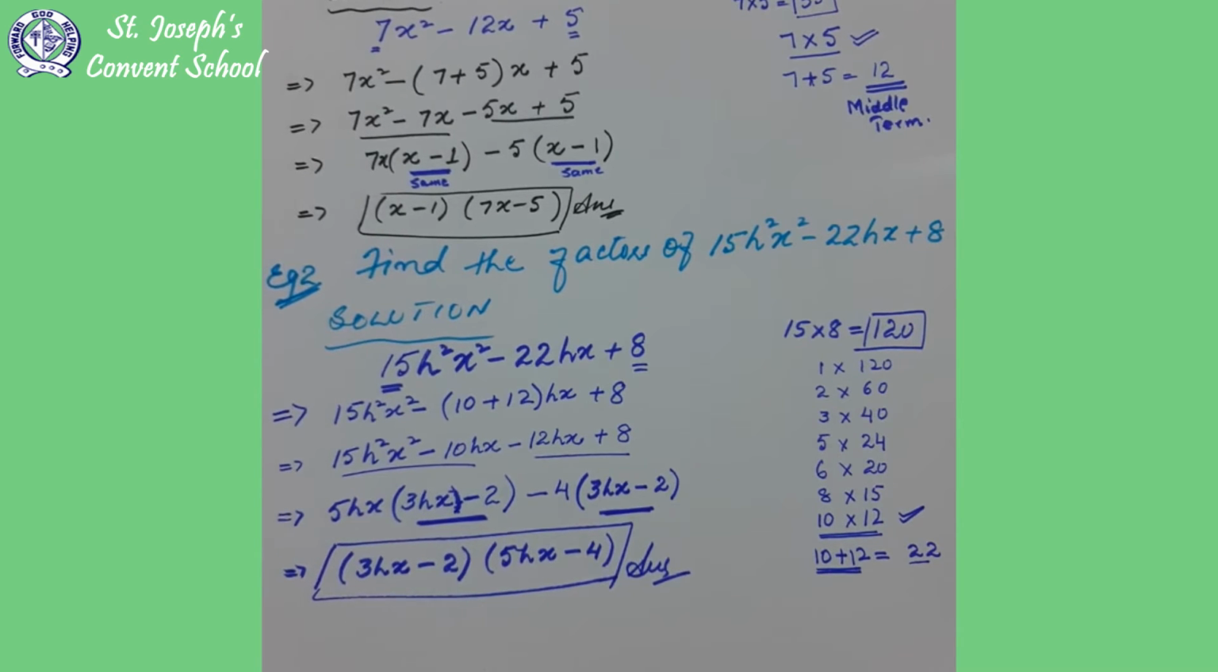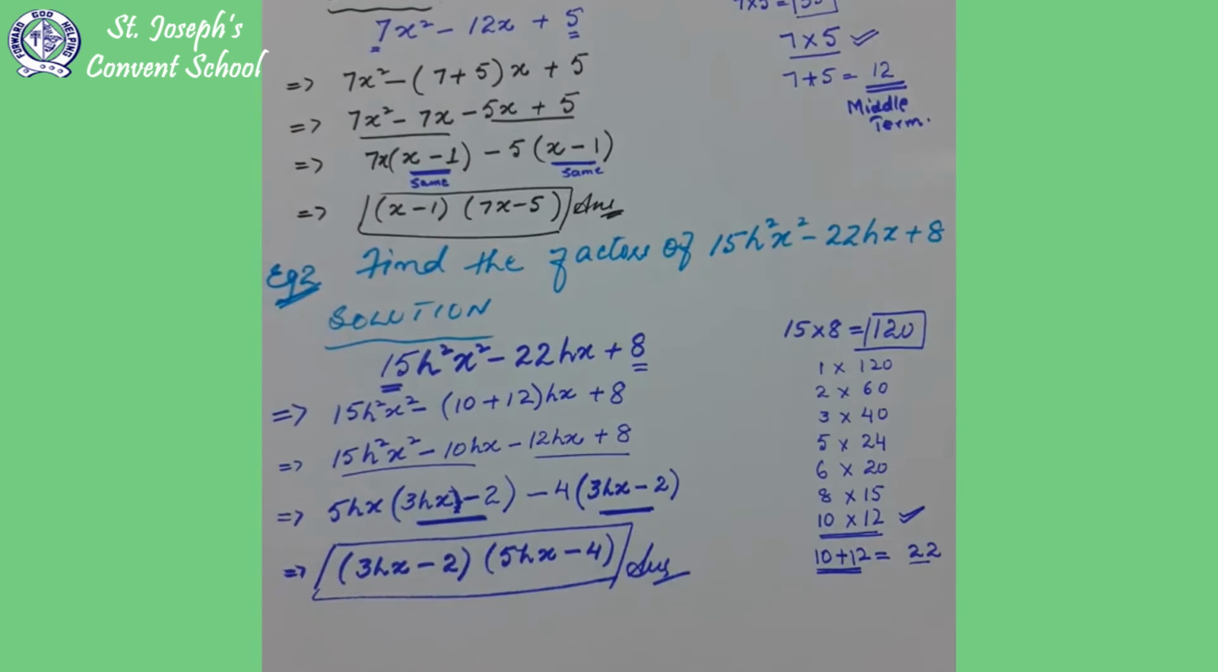Okay, so I hope you have understood this. It is not difficult. Multiply first and last term and then check in which table it goes, find the factors, and after finding the factors you add or subtract to get the middle term. If you are getting the middle term, it means that these are the required factors. Okay, so break the middle term and write.